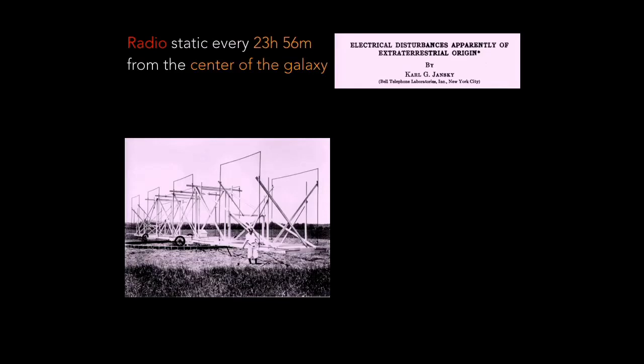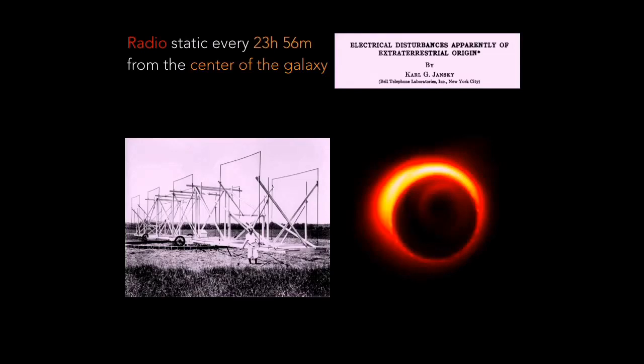And by extraterrestrial here, it actually didn't end up meaning aliens, although that was one of the possible hypotheses at the time. It turned out that after a few decades, we came to understand that it was from the supermassive black hole at the center of our galaxy. And this is actually one of the brightest radio sources in the sky.